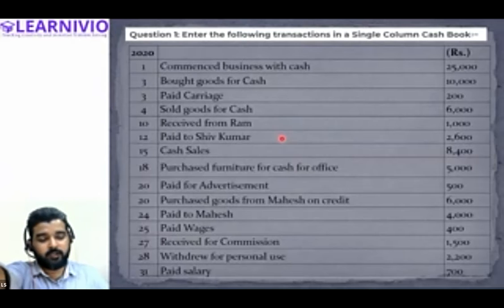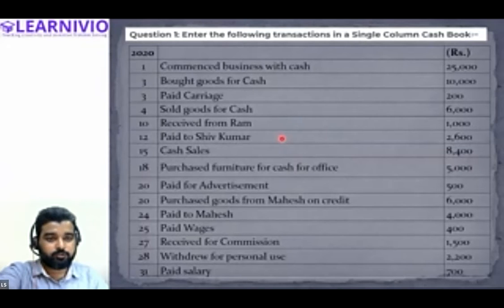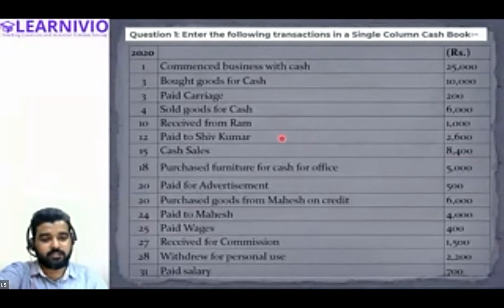We are purchasing goods from Mahesh on credit. There is no inflow of cash. There is no outflow of cash. We are purchasing goods on credit, so basically we are purchasing goods, but we are not making any payment. So this transaction does not involve any inflow or outflow of cash. From the cash book point of view, this transaction is not relevant, right? So we will skip this transaction. We will not record this transaction in the cash book.